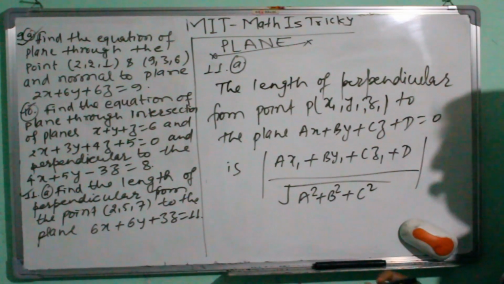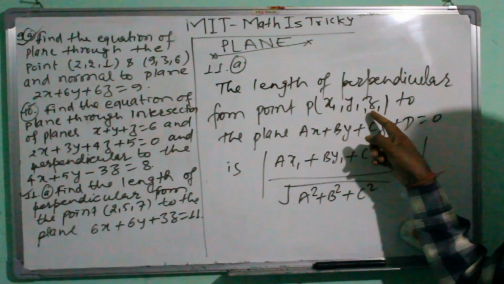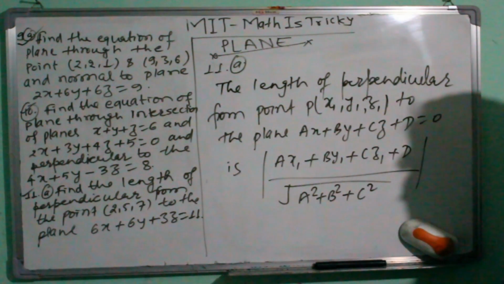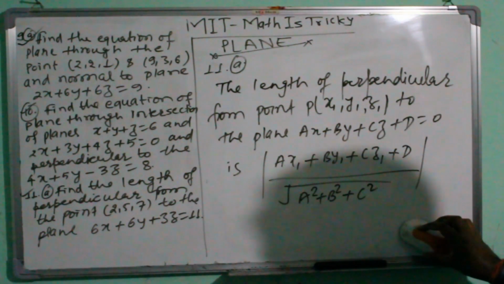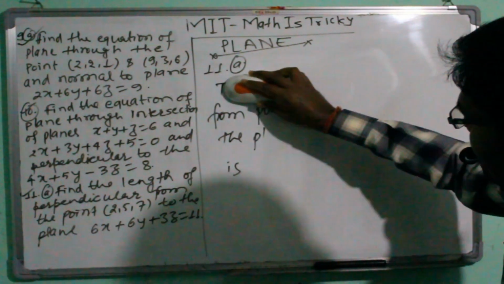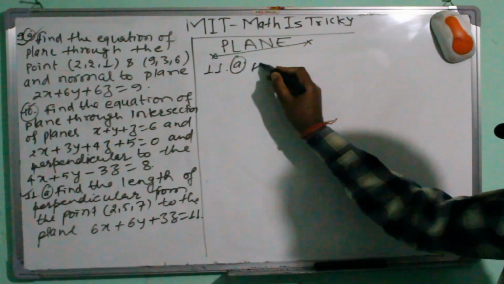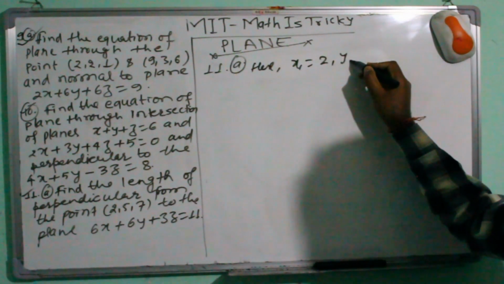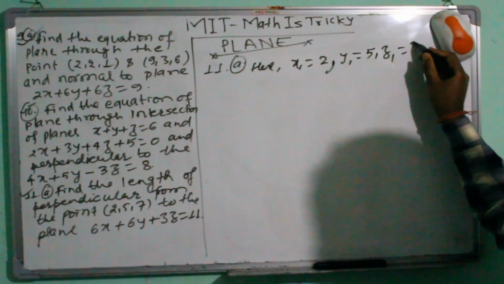This is our formula to find the length of perpendicular from point (x1, y1, z1) to the plane ax plus by plus cz plus d equals 0. Now by using the formula we'll get the answer. Now let me solve this. You can try by yourself also, pause the video and try. So here x1 is 2, y1 is 5, z1 is 7.